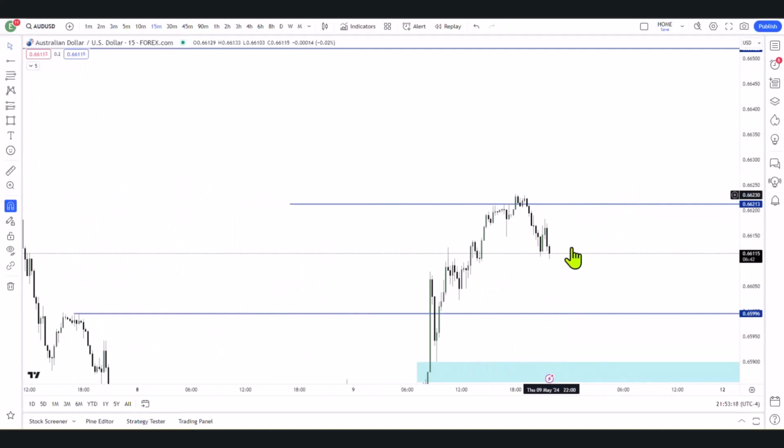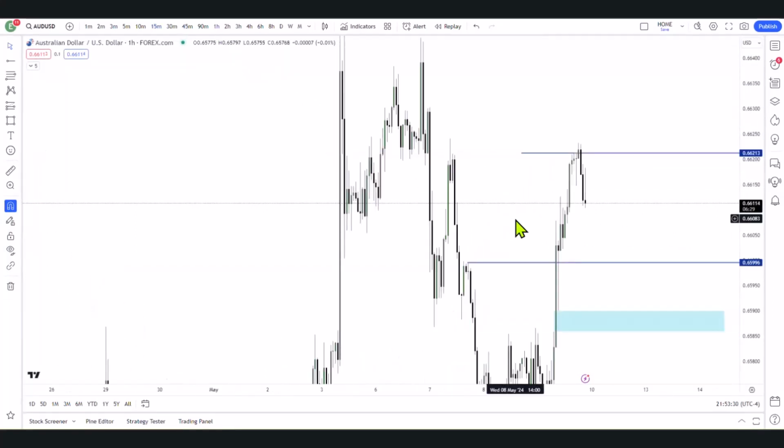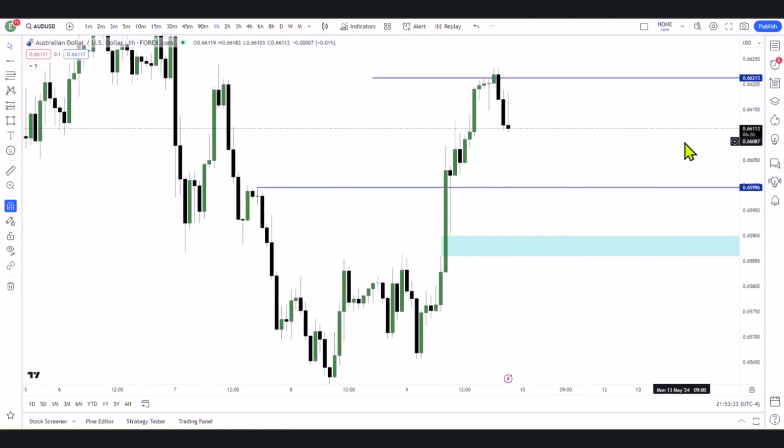So I see this as a pullback, and what I want to work out is, where do I go long from? Now, typically what I would do is I would jump down to a 1 hour time frame and look for a gap, which I have already marked out there.